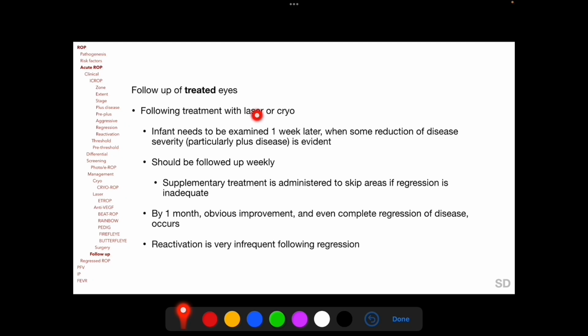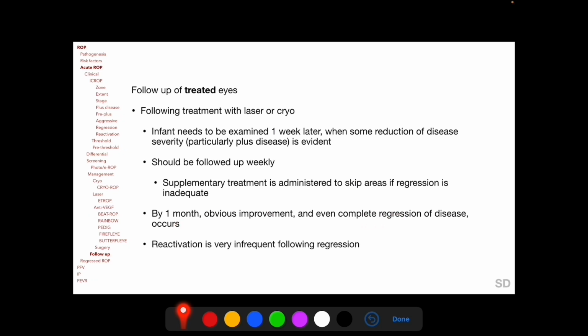Following treatment with laser or cryo, the infant needs to be examined 1 week later when some reduction of disease severity, particularly plus disease, is evident. Then the infant should be followed up weekly, and if regression is found to be inadequate, supplementary treatment should be administered to skip areas. By 1 month following laser or cryo, obvious improvement and even complete regression of ROP occurs.